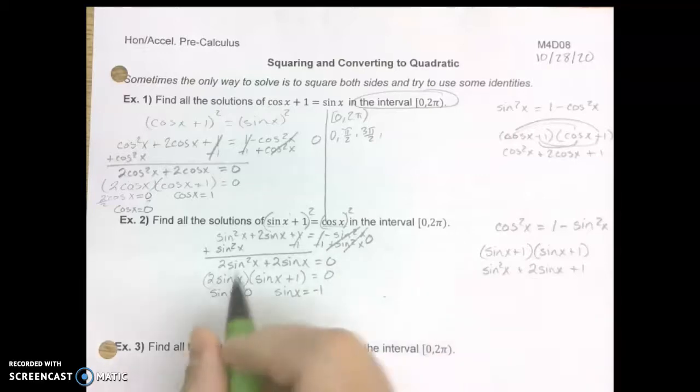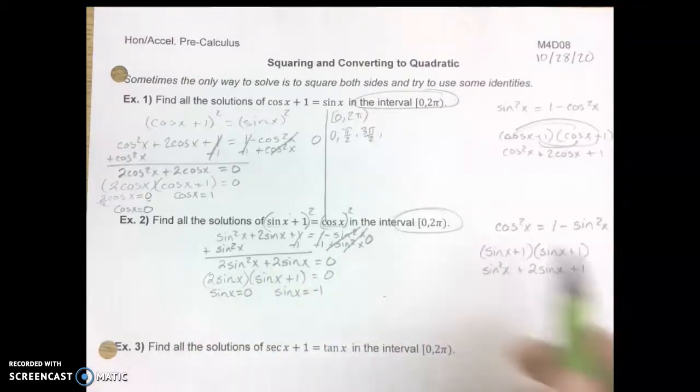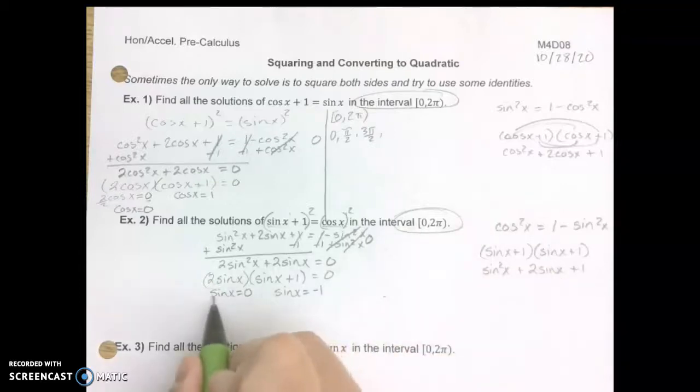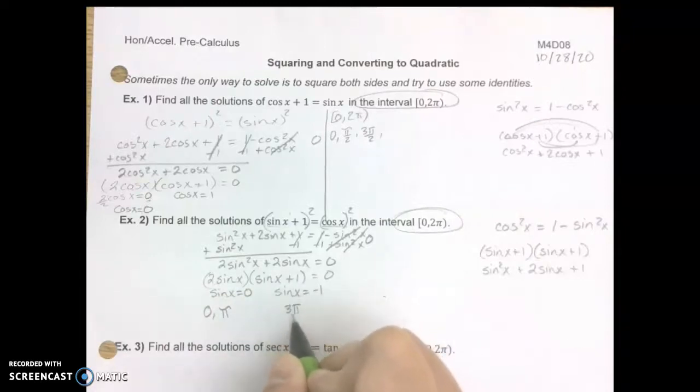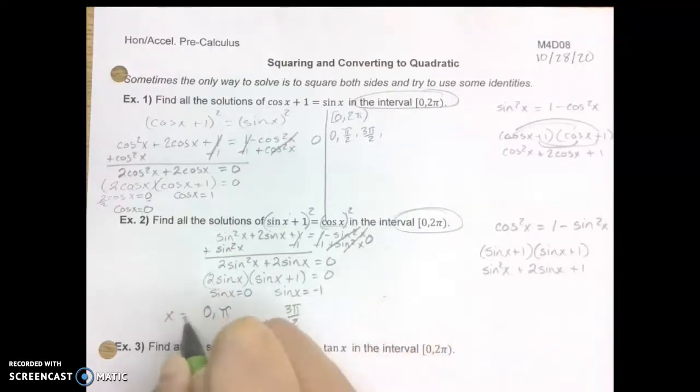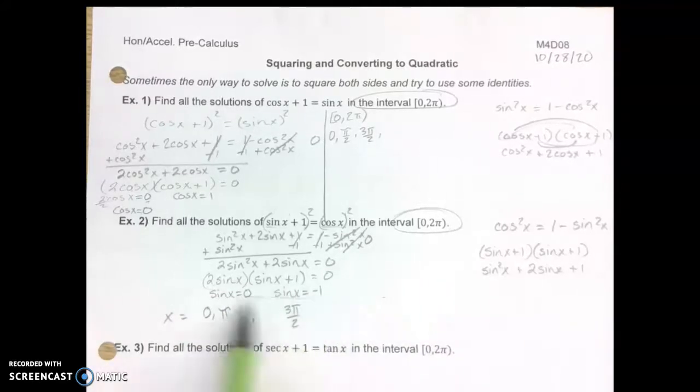So again, I need solutions between 0 and 2 pi. When is sine 0? It's 0 at 0 and pi. When is sine negative 1? That's at 3 pi over 2. So these are my solutions.